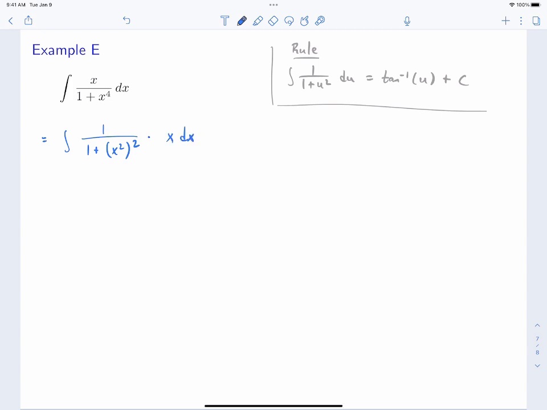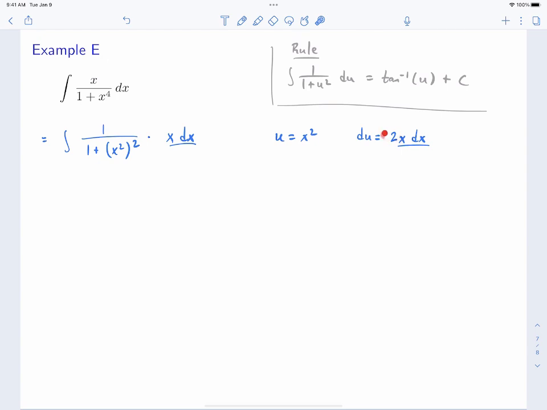And why am I doing that? Because I have something here that's 1 over 1 plus something squared, right? My integrand, at least part of my integrand, is 1 over 1 plus something squared. So I'm going to let u be the thing that I'm squaring here. So u is going to be equal to x squared. Well, if u is x squared, then du is the derivative, which is 2x dx. And here we have x dx, x dx.